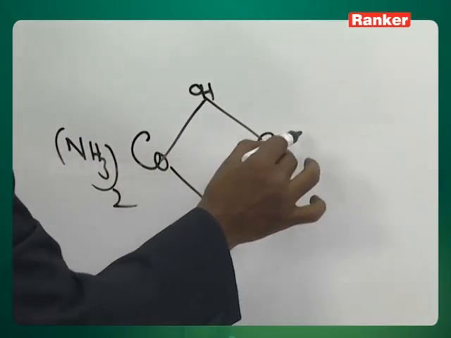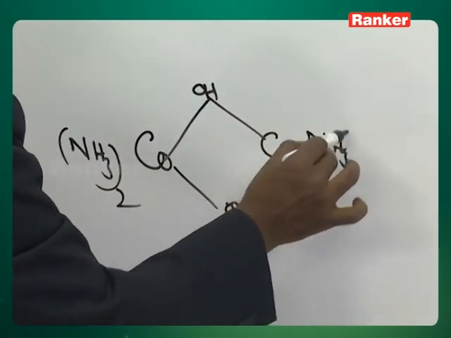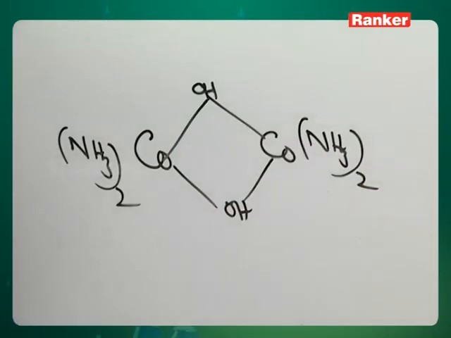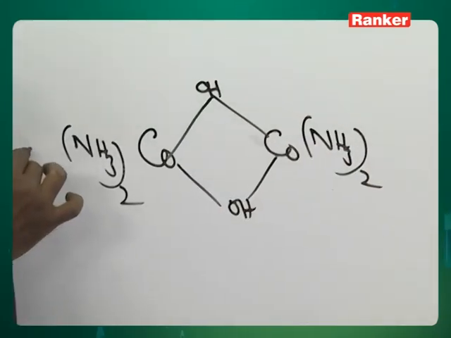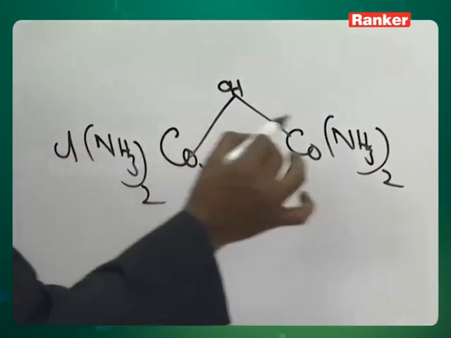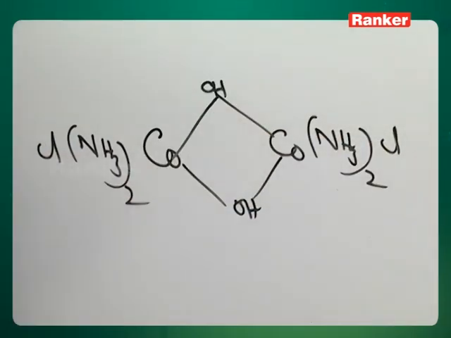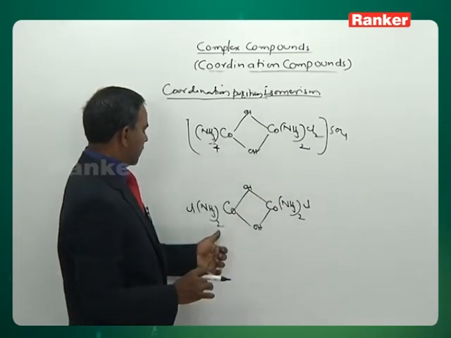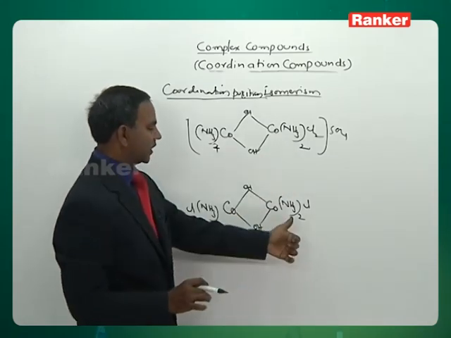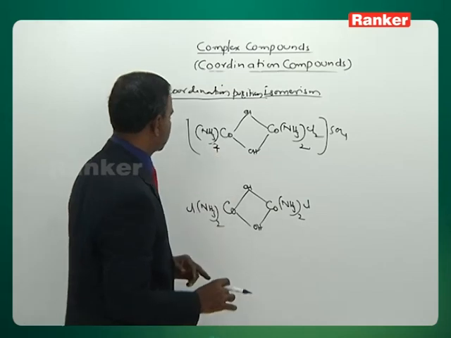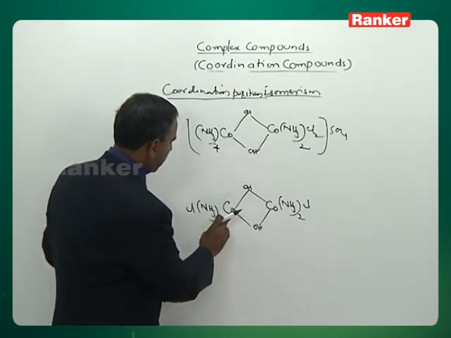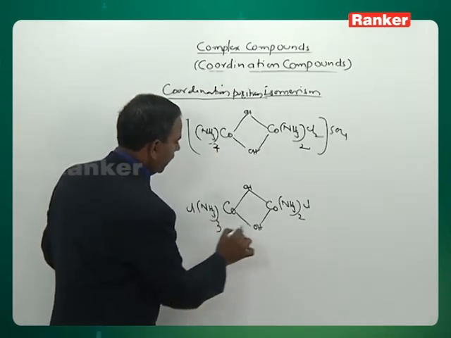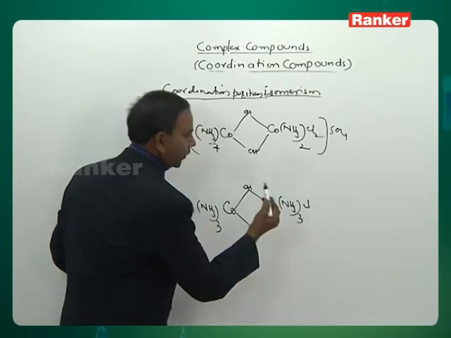NH3 taken twice, NH3 taken twice. Here one is Cl, the other is also Cl you take. Now like this, NH3 taken twice Cl, NH3 taken twice Cl. How many total ligands? Only 2 you have written. It is not correct to write 2, you write 3 and 3.